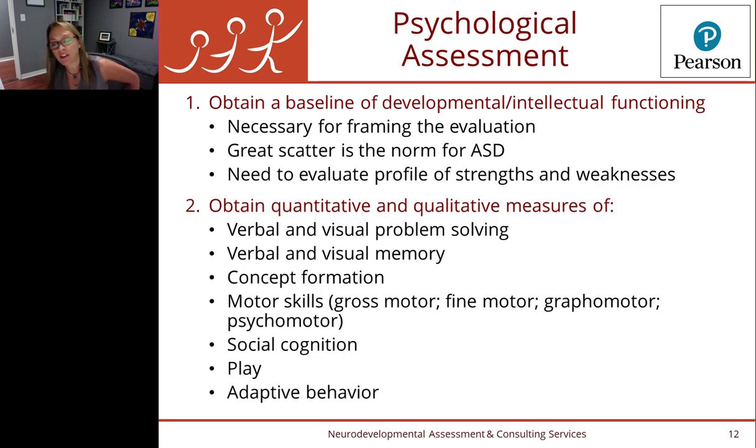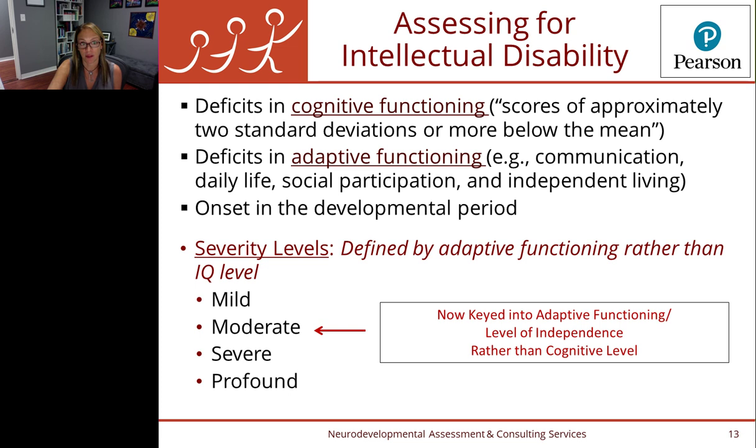So my fellow psychologists out there, you know that we're usually doing the baseline of development and/or cognitive functioning. We're also potentially looking at memory skills, some neuropsychological skills, motor skills, play, social cognition, and adaptive behavior. So first and foremost, we want that baseline of cognition.